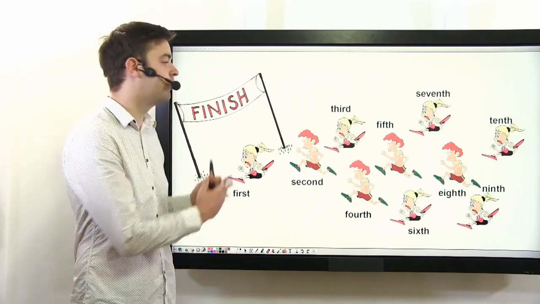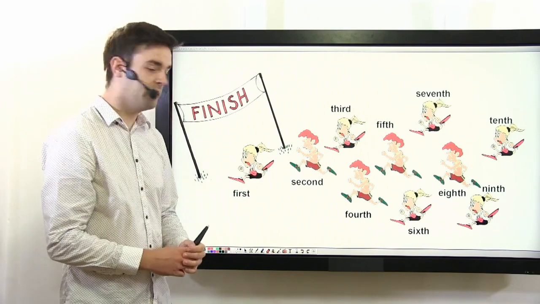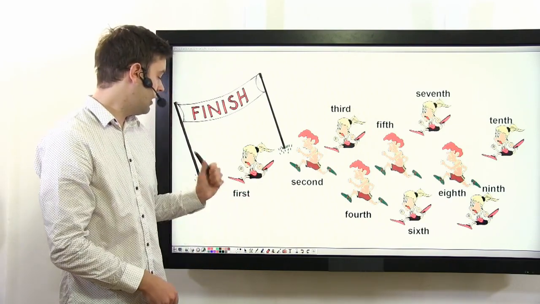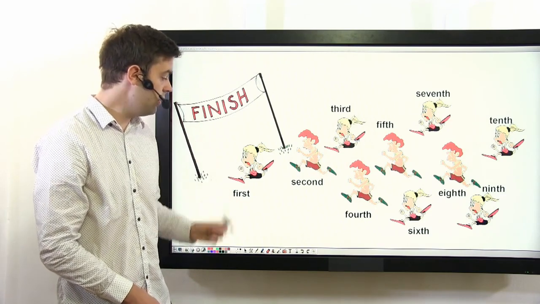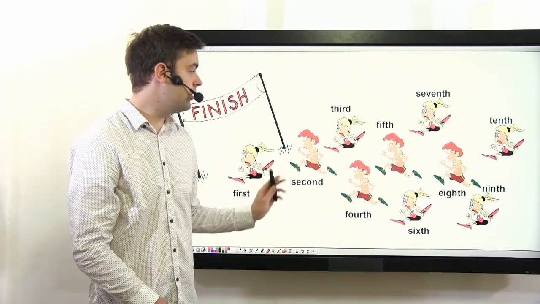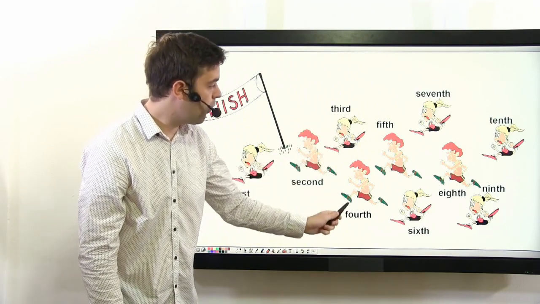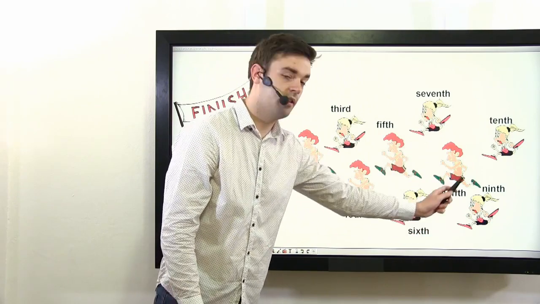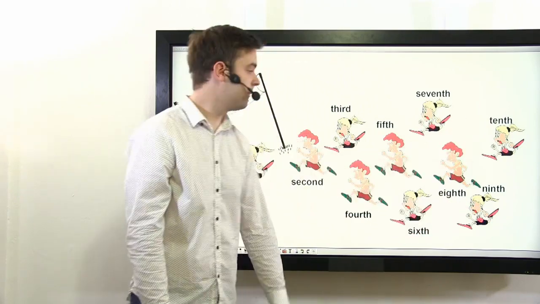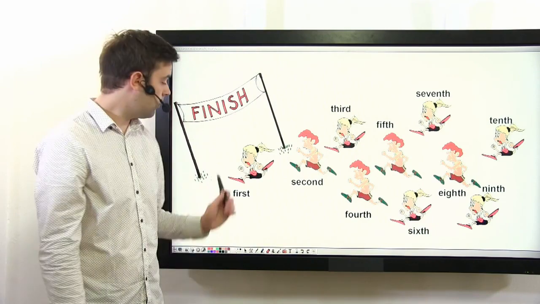So, when we're in a race, your position is like this. First, number 1. Second, number 2. 3rd, 4th, 5th, 6th, 7th, 8th, 9th, and 10th. That's the order.